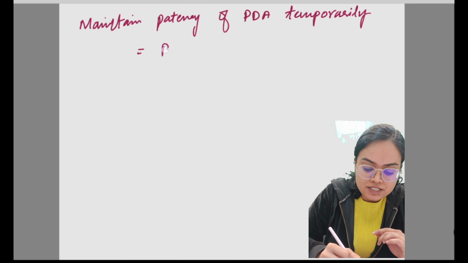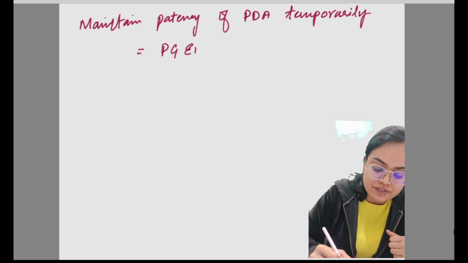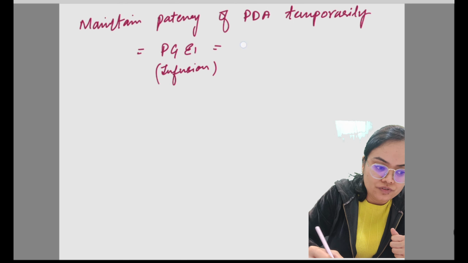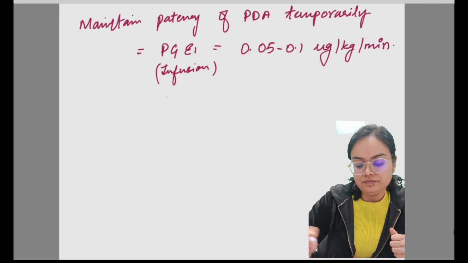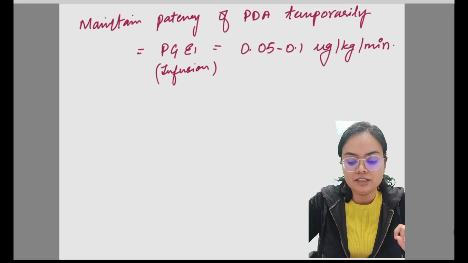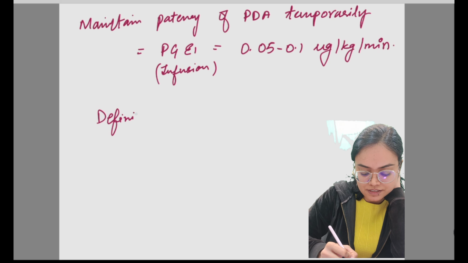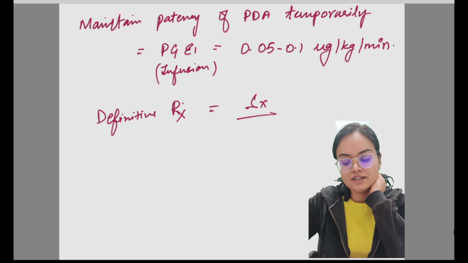The drug of choice is PGE1. PGE1 infusion is required in a dose of 0.05 to 0.1 microgram per kg per minute. Prostaglandin E1 infusion is required to maintain the patency of the duct. Definitive treatment, we all know, is surgery.